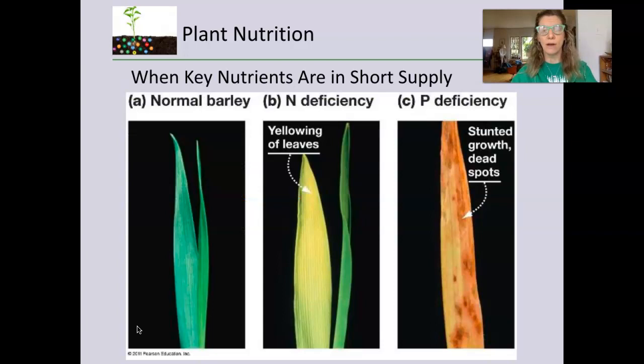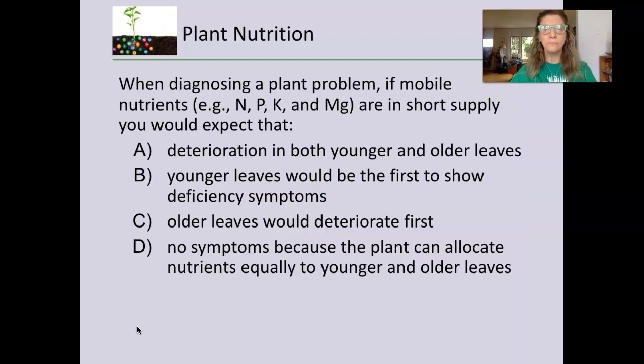And here's an image from your book that shows you this nitrogen deficiency. And it also shows you a little bit about what potassium deficiency looks like, or phosphorus, excuse me. So when diagnosing a plant problem, if mobile nutrients are in short supply, what would you expect to happen? So there are nutrients that are mobile and there are nutrients that are non-mobile. And so if a mobile nutrient is in short supply, that means that it can move around the plant. Where would you expect to see them in short supply?